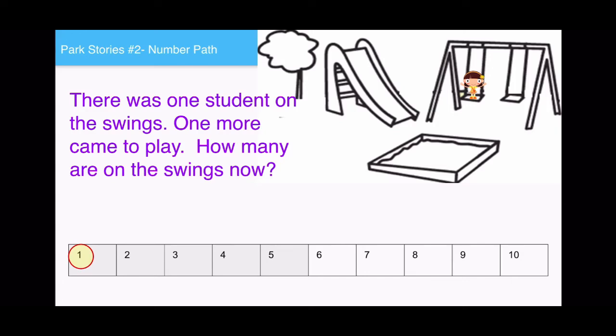So again, I want you to turn and talk and tell someone you are with right now. What number am I going to circle? If it says 1 more, what number comes 1 more after the number 1? Look at my number path and tell somebody you are with. Good job, 2. So now I want you to put 1 more counter down next to the one you have down. How many do you have, boys and girls? You should also have the number 2. Good job. So there were 2 students on the swing.